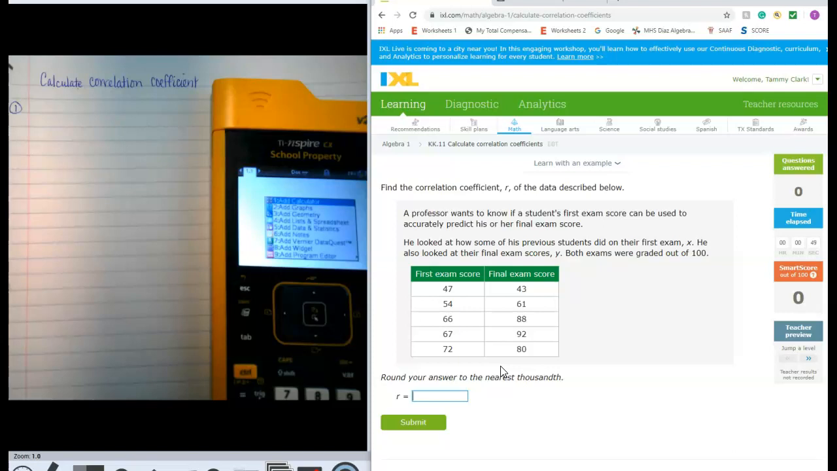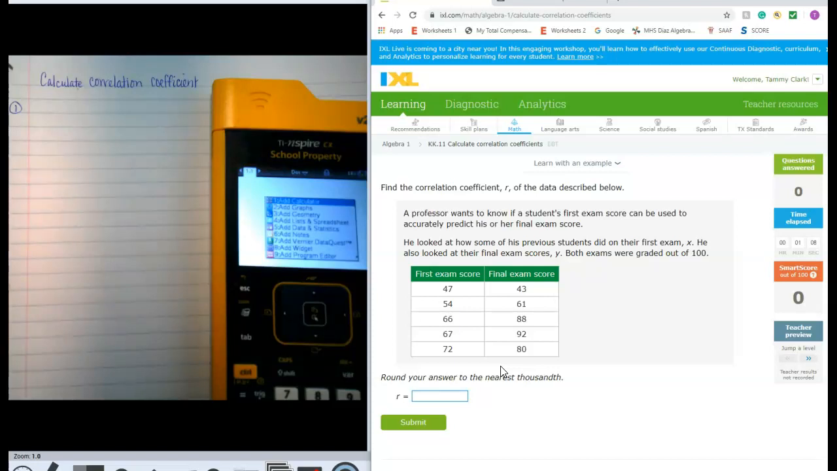So I just wanted to take you through a calculator run-through with this, because this is a particular skill that you can do by hand. However, it is much more expedient with the calculator. So we're asked to find the correlation coefficient, which is R, of the data described below.